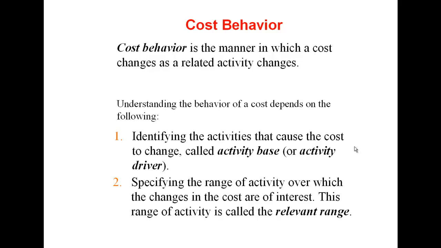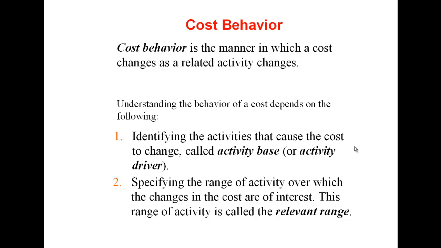So we're going to define what relevant range is here. It says specifying the range of activity over which the changes in the cost are of interest is called the relevant range. I guess the best way to think about this is if we're thinking about the cost of a factory building, and let's say in that factory building we could make anywhere from 0 to 2 million units of a product. So the cost of that factory, it's already been paid for, right? And we are depreciating it, or maybe we don't have it paid for. That part doesn't really matter, but the fact is, if we don't make any units of product, we're still going to have that same cost for the factory.